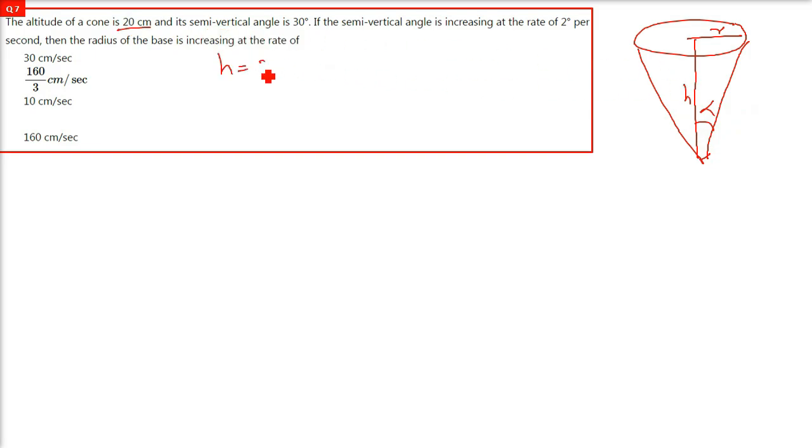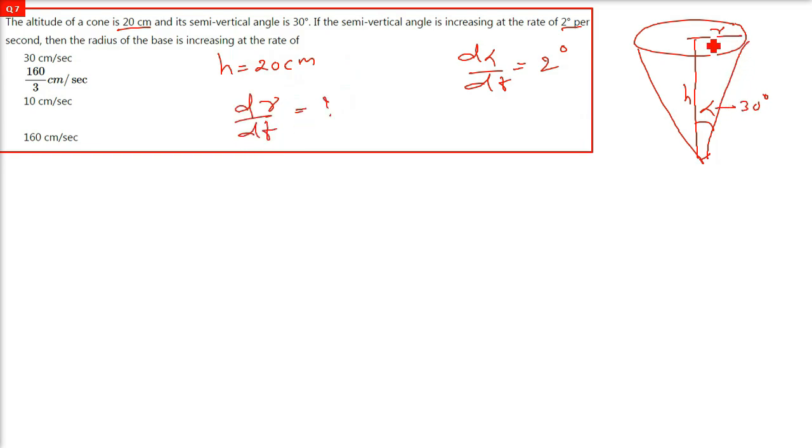Altitude is fixed. Height is 20 centimeters. Semi-vertical angle is 30 degrees. So the semi-vertical angle is changing and the radius is changing, but the height is not changing. Please remember, height will remain the same. So d alpha by dt is 2 degrees per second, and the radius of the base is increasing at the rate of. So dr by dt has to be found.